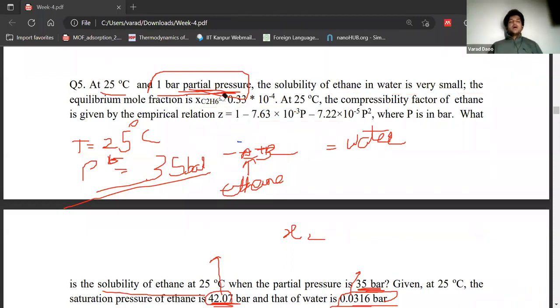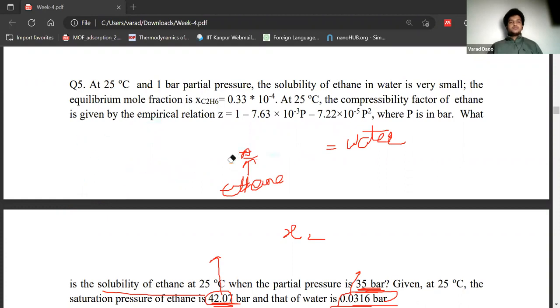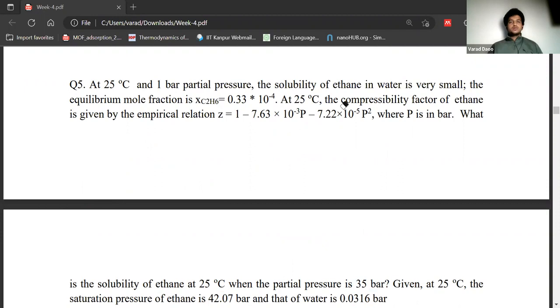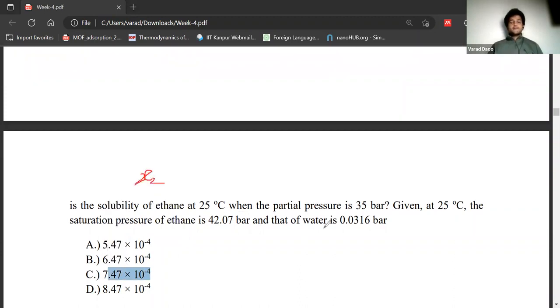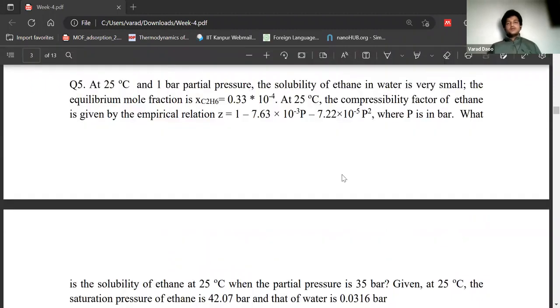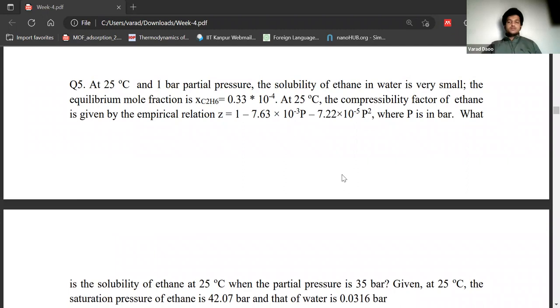Let me clear the screen. I hope the question is clear to everyone. If anybody has any doubt, they can ask. I will also give the options. These are nothing but the final x2 values. The x2 is equal to what? So I'll give you a couple of minutes to solve it.